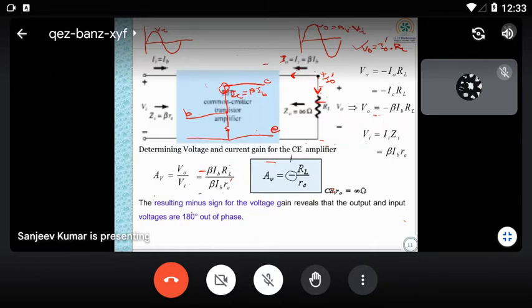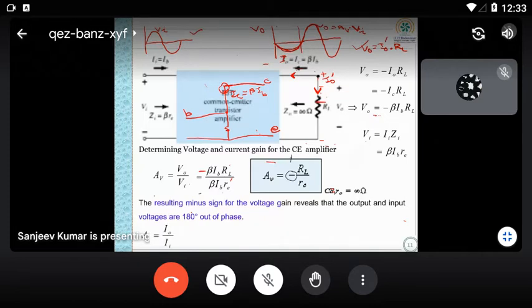But the minus sign signifies that it is 180 degrees out of phase. So this input will start from here only, and the amplification will be like this. So this is your input and this is your output. So this minus sign signifies the input-output phase change will be 180 degrees. Clear?